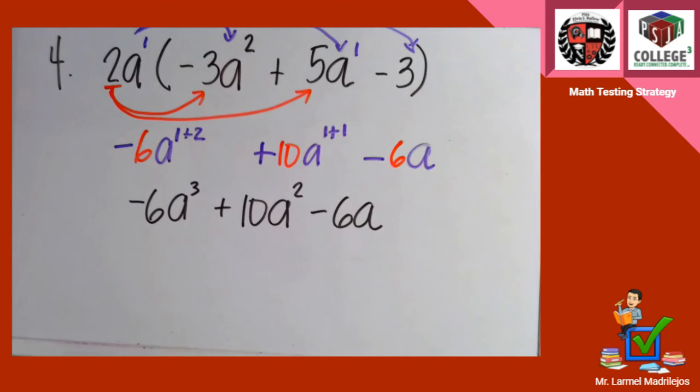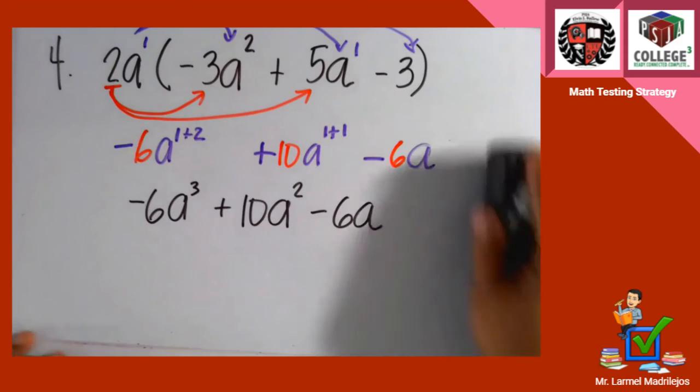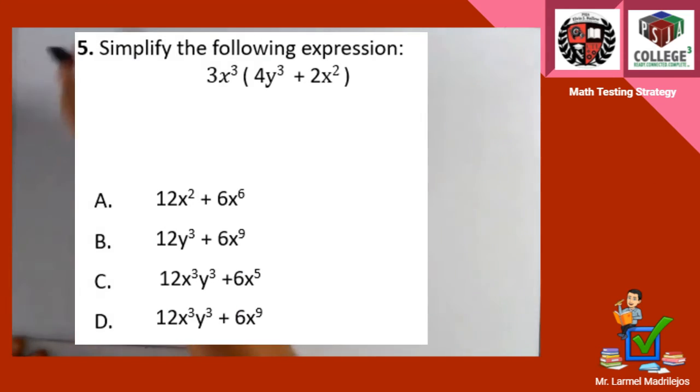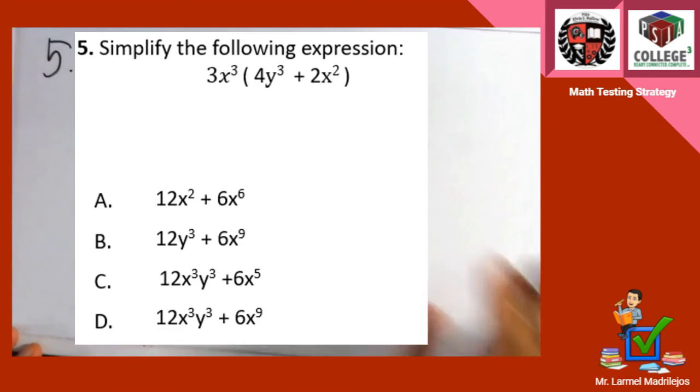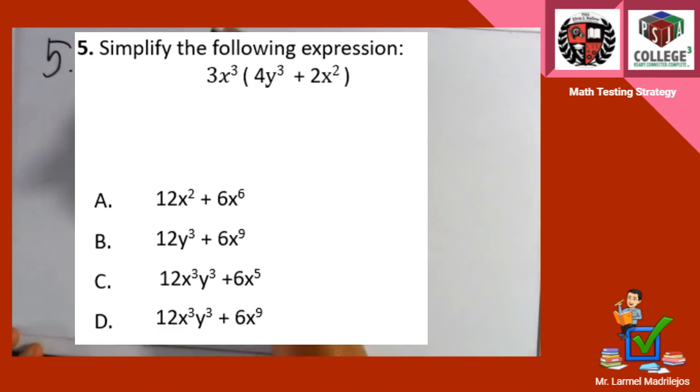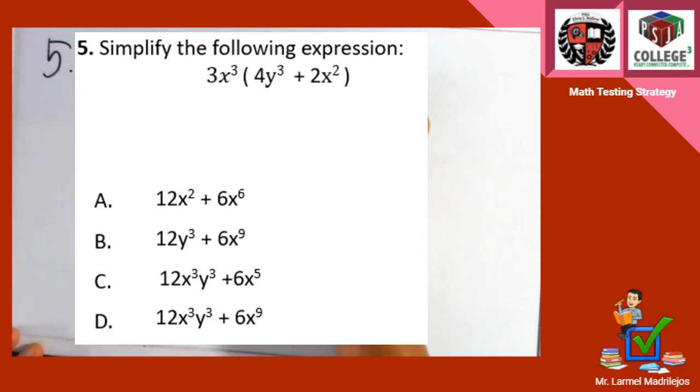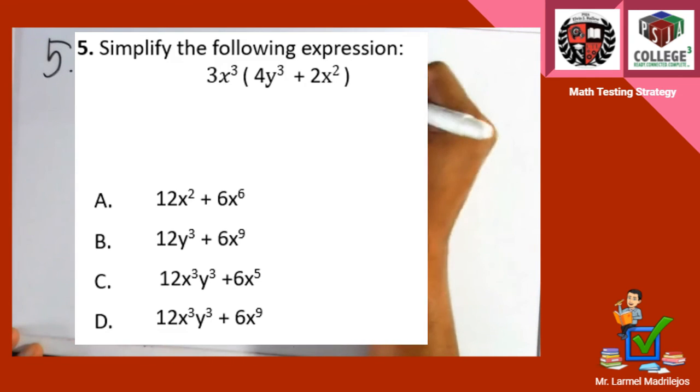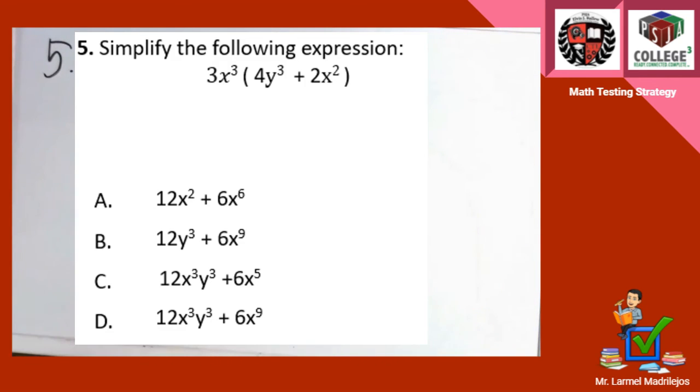Okay. Last. Question number 5. 3x raised to 3, distribute to 4y to the cube plus 2x squared. Okay.